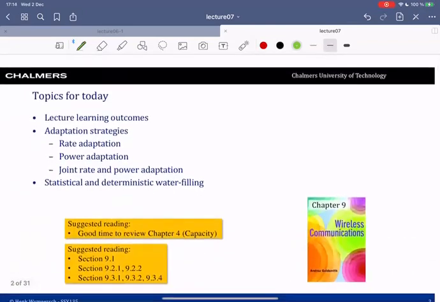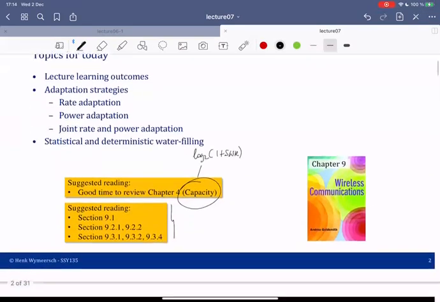So today's topics will be covered in chapter 9 of the book. It's also a good time to recap the concept of capacity, which you may remember as log 2 of 1 plus SNR, because we will use it a little bit today. And these are the suggested reading sections from this chapter.